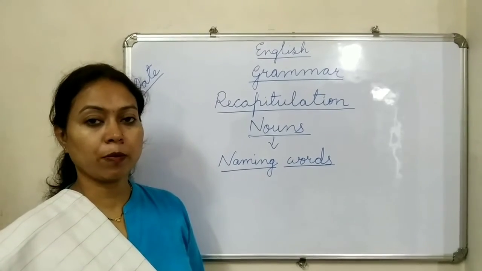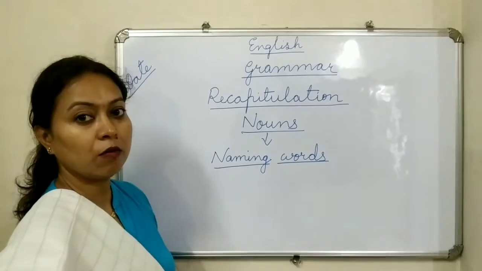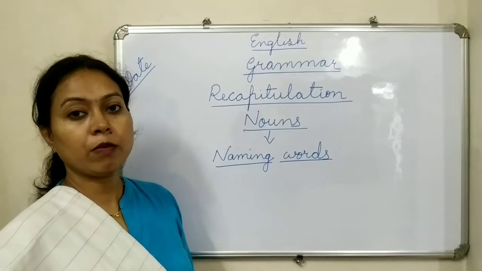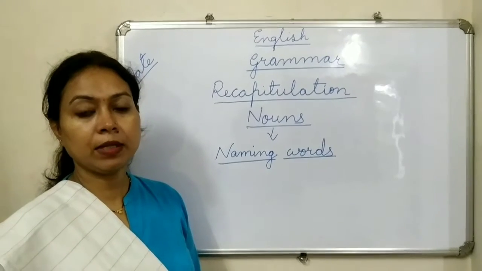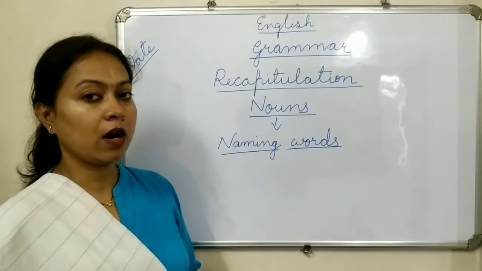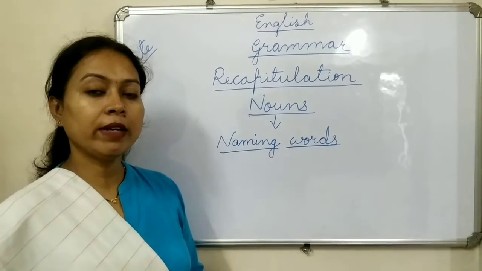Before going to the next topic, let us have a quick recap of nouns. What are nouns? Nouns are naming words. A noun is a name of a person, place, animal, thing, idea, or a feeling. Everything around us has a name. I have a name, you have a name.